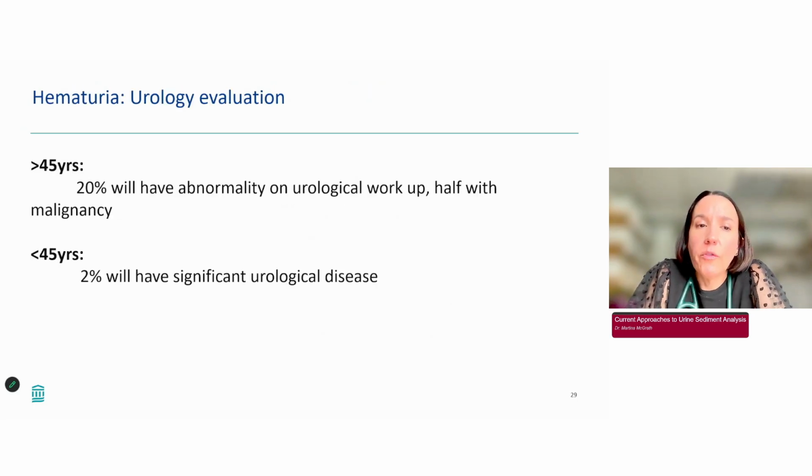In patients who are over the age of 45, about 20% will have an abnormality on the urologic workup, and half of those will be malignancy. However, if patients are under 45, only a small percentage will have significant urologic disease.